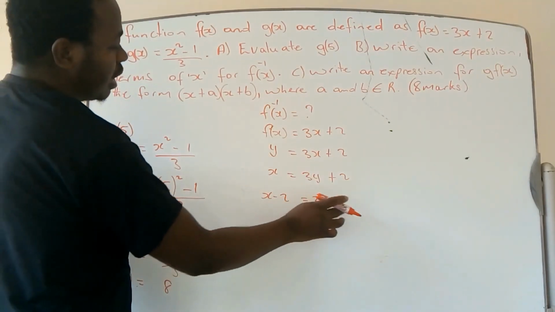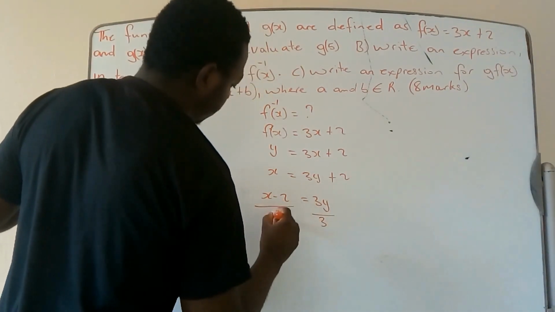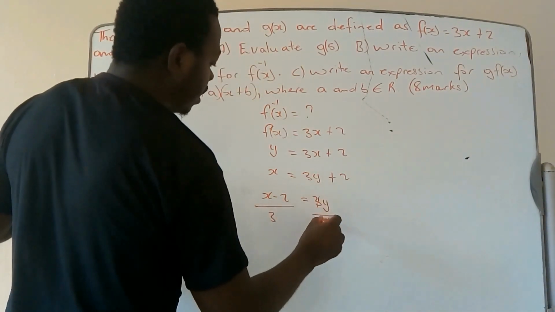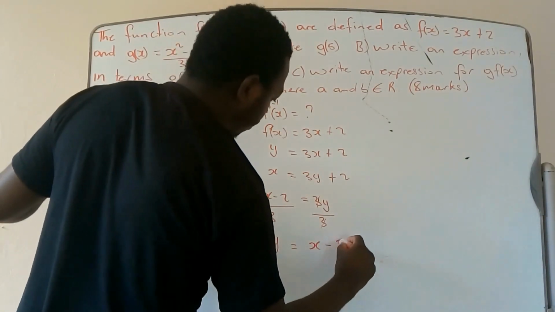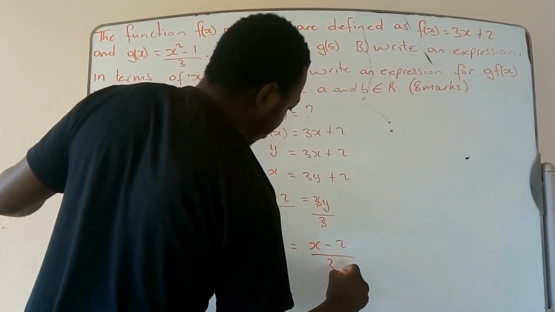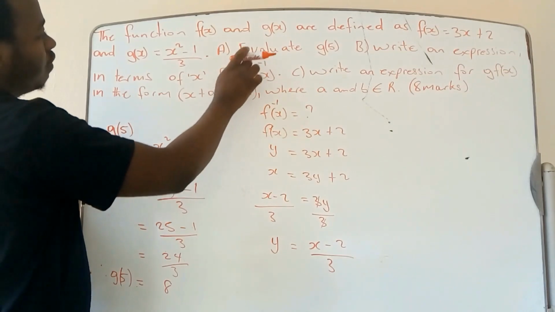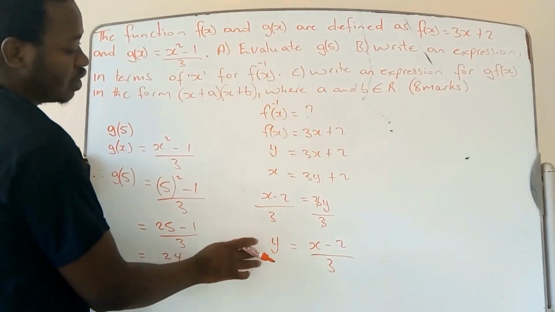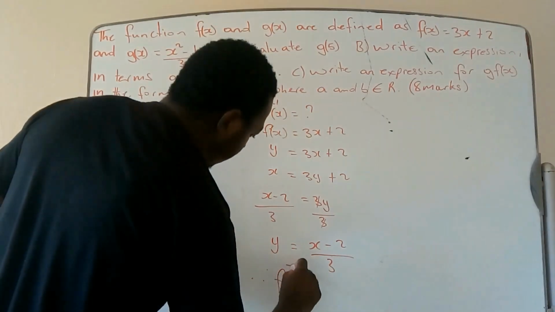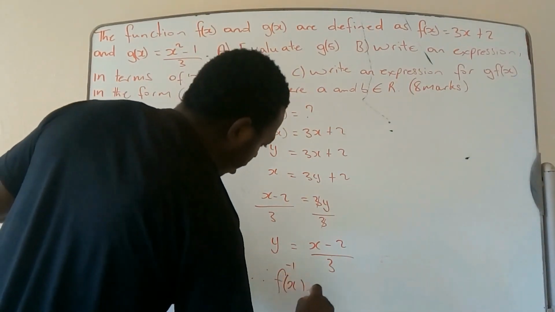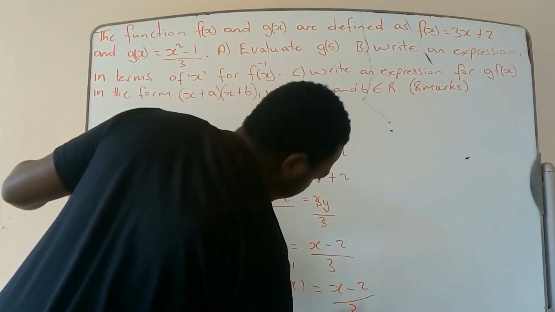Now, this is 3 times y. In order to get rid of this 3, divide both sides by 3. So 3 cancels out 3. So we know that y is equal to x minus 2 all divided by 3. But what did they ask us for? They asked us for f inverse of x. So replace this y with f inverse of x. So therefore, f inverse of x is equal to x minus 2 all divided by 3.